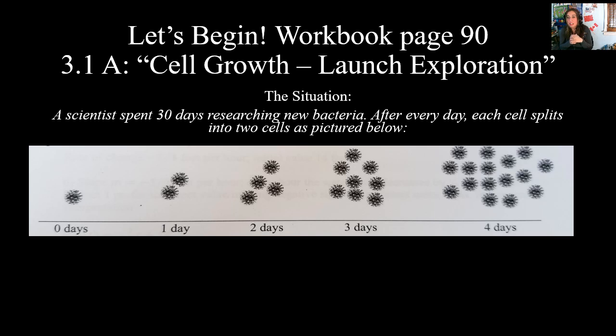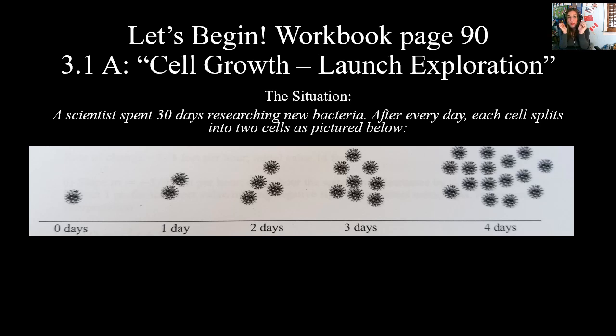After every day, each cell splits into 2 cells as pictured below. And I grabbed this picture directly from your workbook, okay? So let's think about what's happening here. On day 0, 0 days have gone by. We have this cell, okay? We have 1. And every day that passes from here on out, the cells are going to split into 2 pieces, okay?